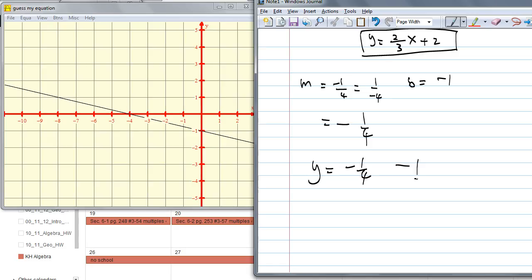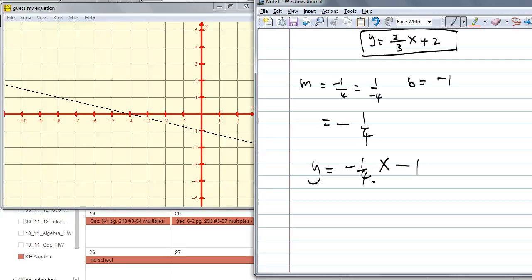Almost, you forgot one little detail. What did you forget? Look at it carefully. X. Okay, don't forget the x. Because if you don't write the x, isn't it 1/4 minus 1? That's -1 and 1/4, right? That's not the equation of the line. You get a horizontal line, don't you? Are we okay there? Yeah.